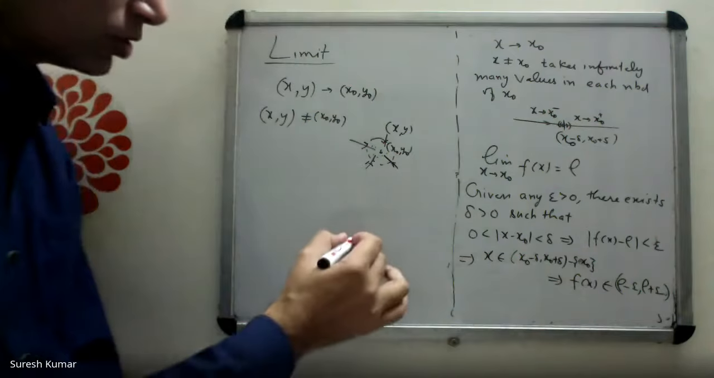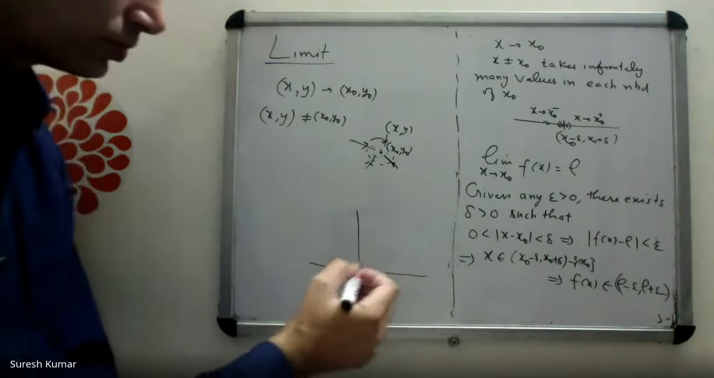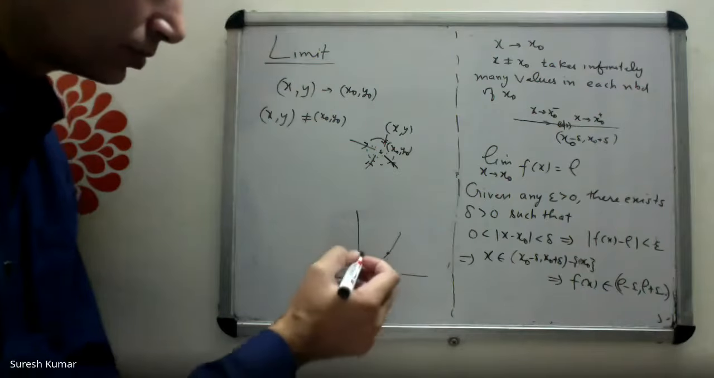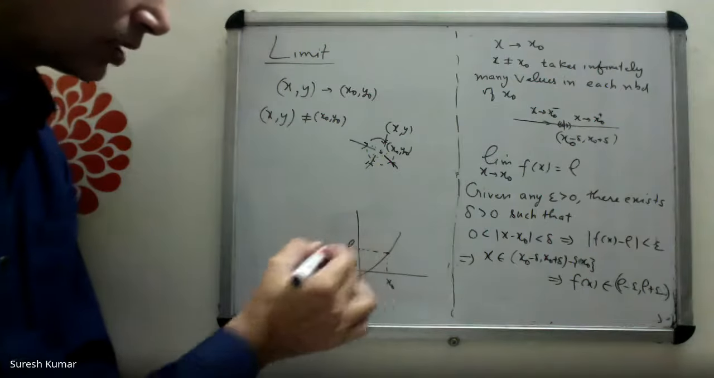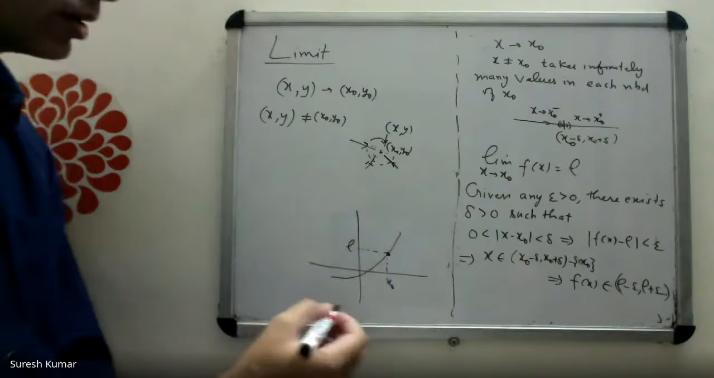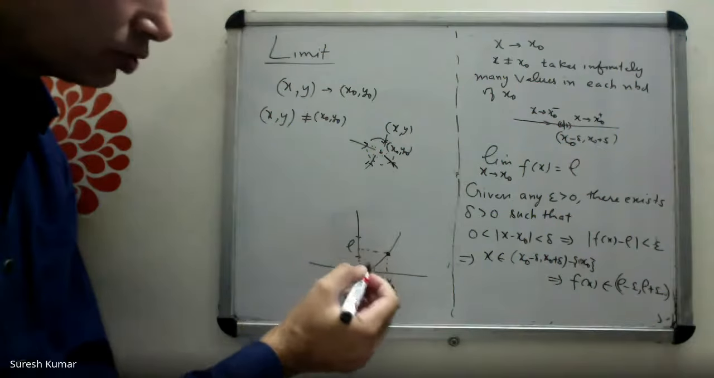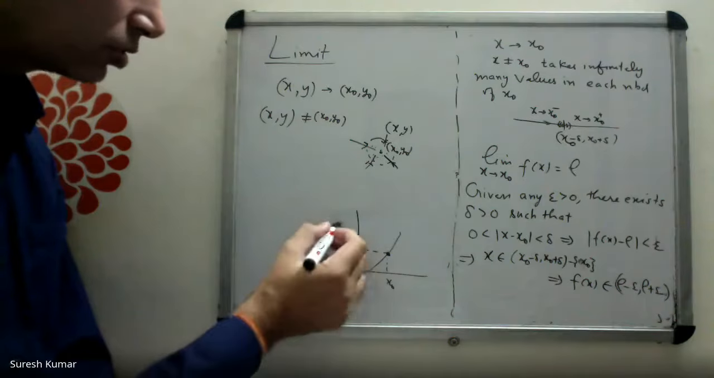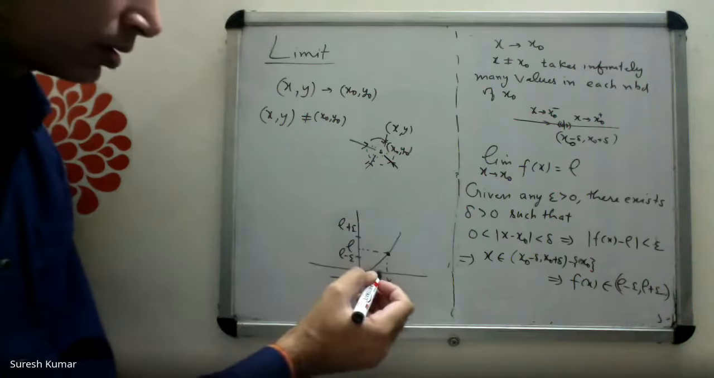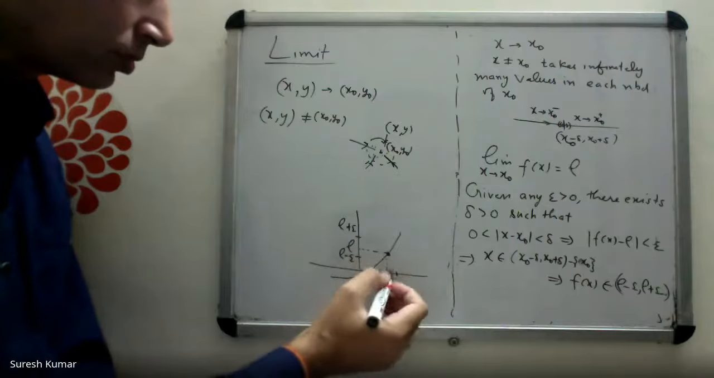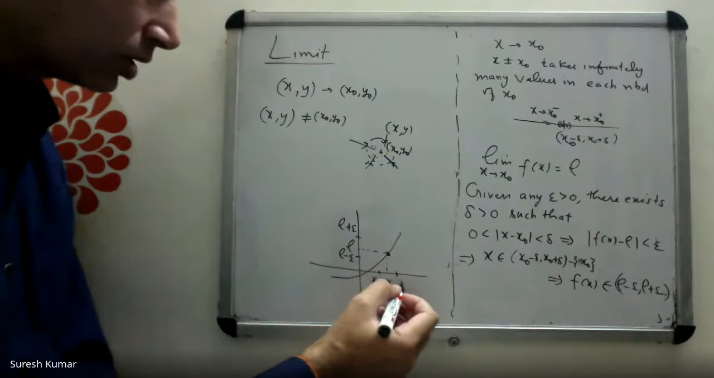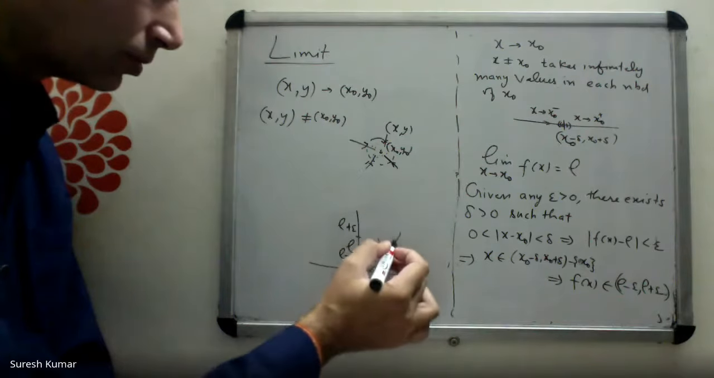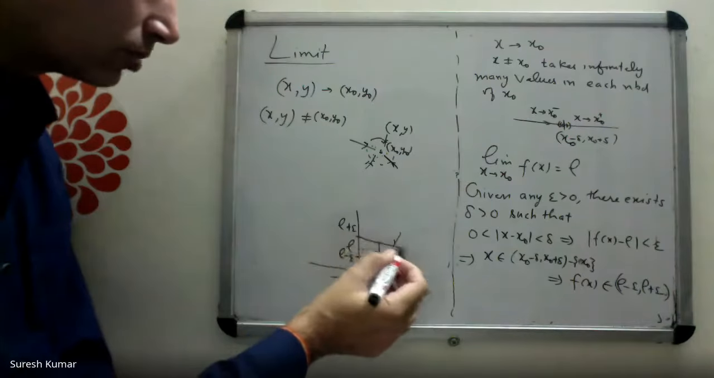Writing like this, you can understand it geometrically. Suppose this is your curve. This point corresponds to x0, and the f(x) value is L here. Now given any epsilon positive means the epsilon neighborhood of L. In fact, this is the epsilon neighborhood of L, the open interval carrying L, L minus epsilon to L plus epsilon. So there exists delta positive such that the part of the curve in the interval x naught minus delta to x naught plus delta lies in this horizontal strip.